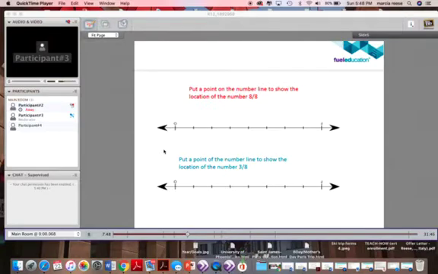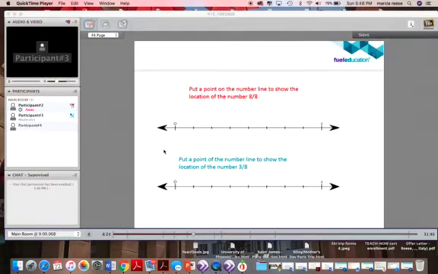All right, we're going to continue to move along, and now we're going to look at our number line. It says put a point on the number line to show the location of the number 8 over 8. So this time, we're taking our fractions and putting them onto the number line to show where it is visually. We've been talking about finding whole numbers or finding the fraction from a whole number. Now we have to place these fractions onto a number line.